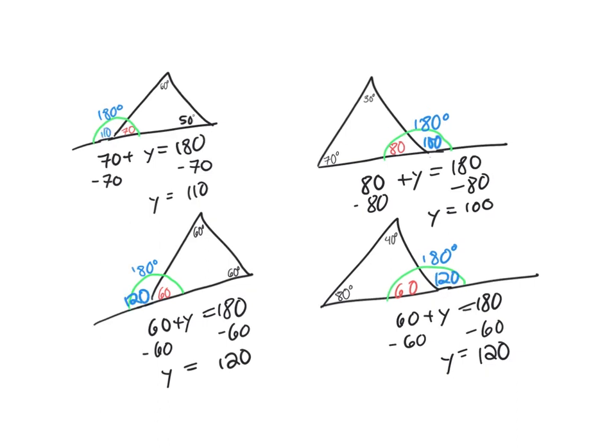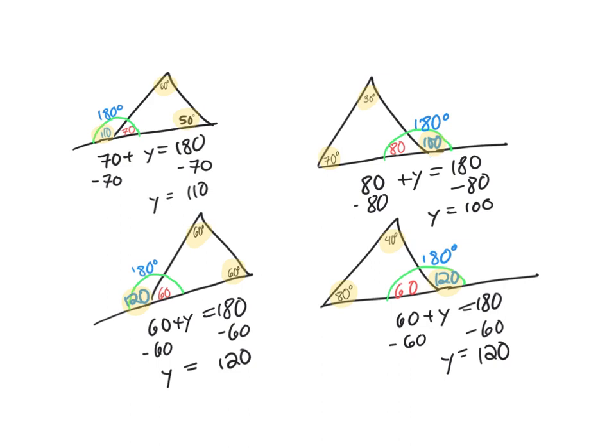Now take a look at this and see if you notice any patterns that stand out to you. What do you think? Do you see anything interesting? Check this out. 110 is equal to 60 plus 50 in our first example. Now in our next example, 100 is equal to 30 plus 70. In the next example, 120 is equal to 60 plus 60. And then in the last example, 120 is equal to 40 plus 80. Is this a coincidence? What's going on?